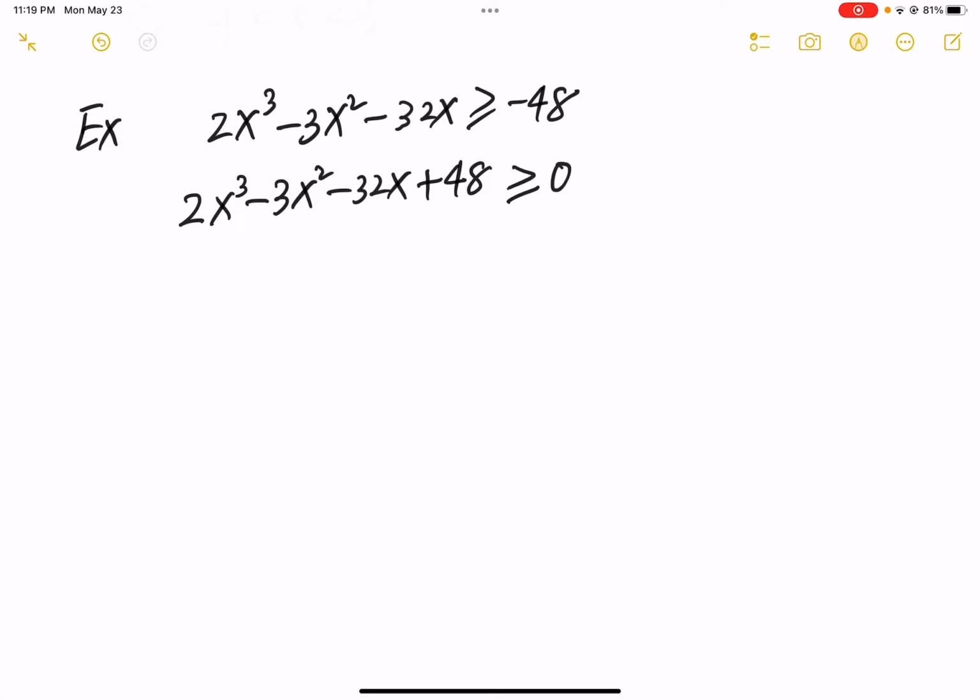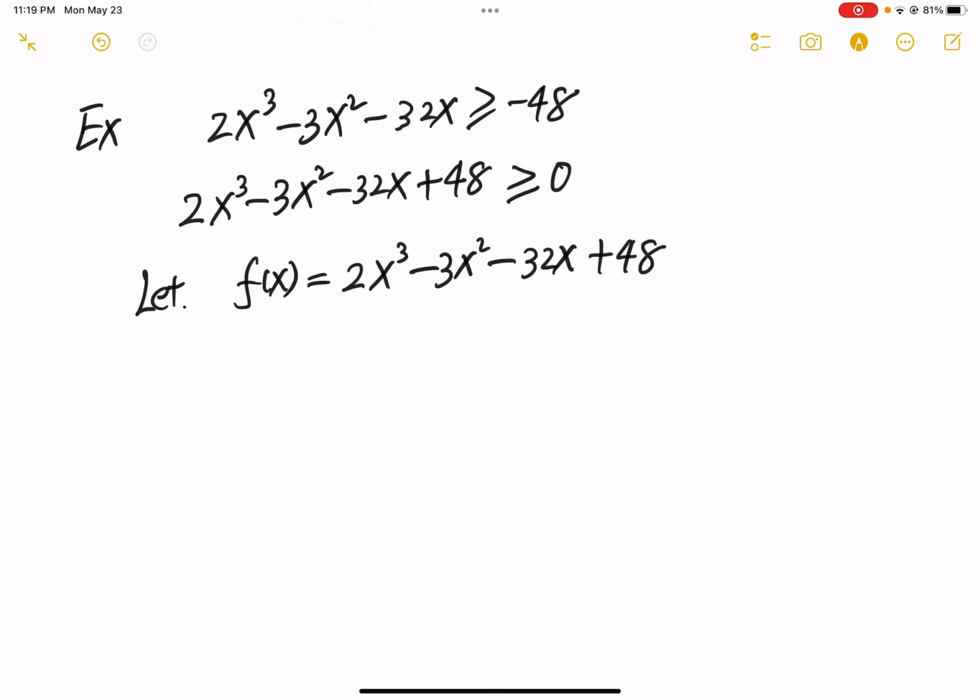So the next thing is we need to factorize. What's the first thing? We need to let f of x equal the left side, which is 2x cubed minus 3x squared minus 32x plus 48. Okay, so here we want to factorize. What should we do? There are many ways, right?